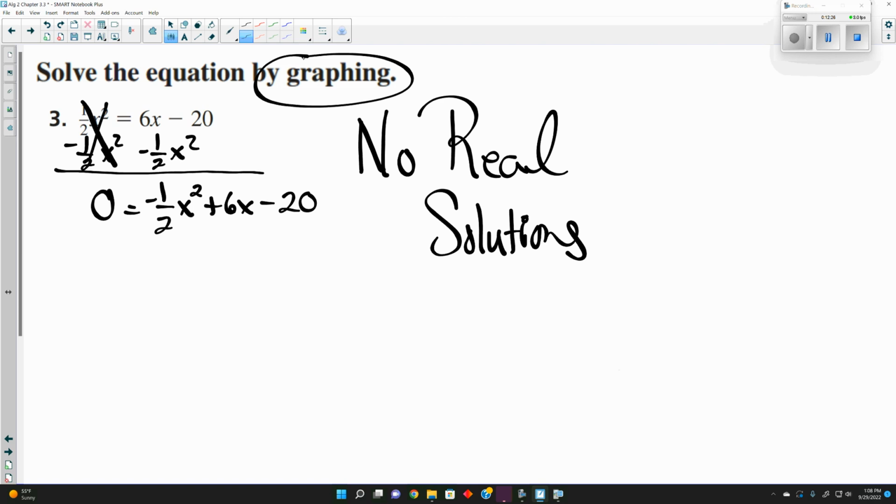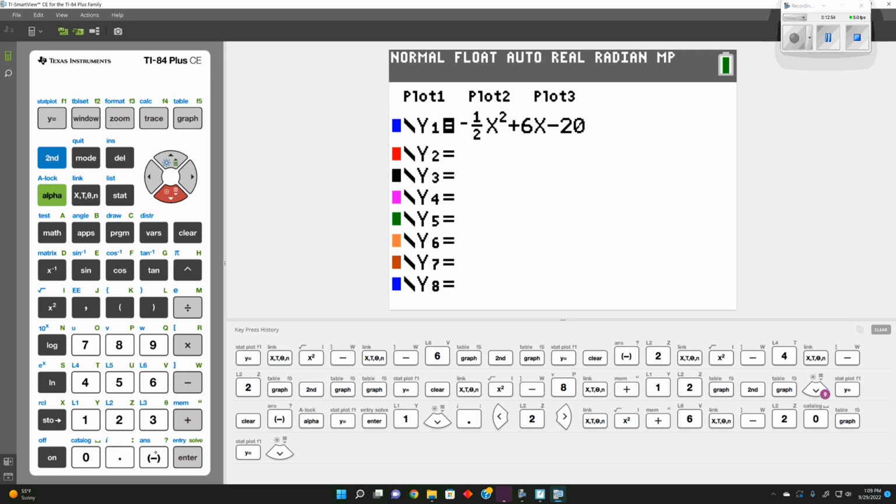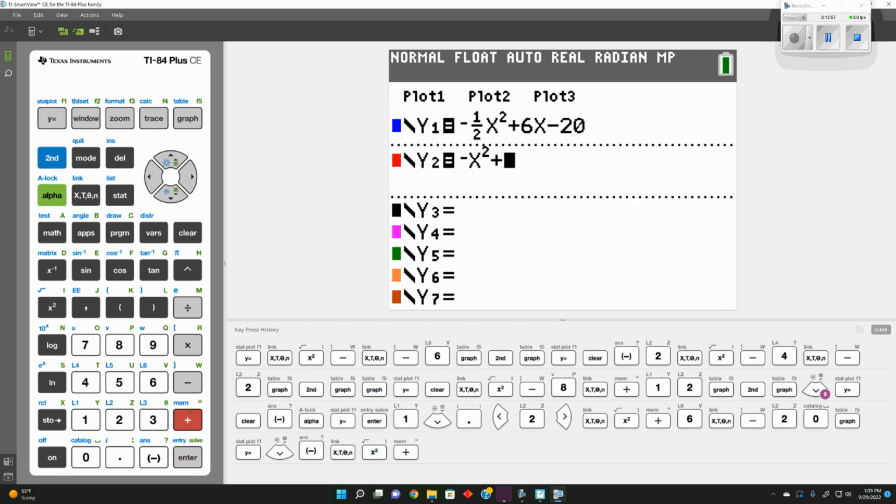It's not that it's fractions, because I can multiply through by 2. If we multiply the whole thing by 2, and whenever you have fractions or decimals, you can use a scalar to fix it. 2 times 0 is 0. 2 times negative 1/2 is negative x squared plus 12x minus 40. And I can come back here, and I can go down 1. So negative x squared plus 12x minus 40, and hit graph.